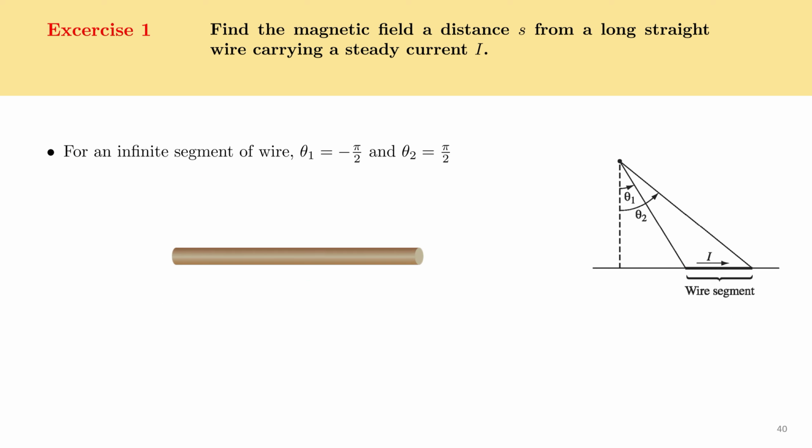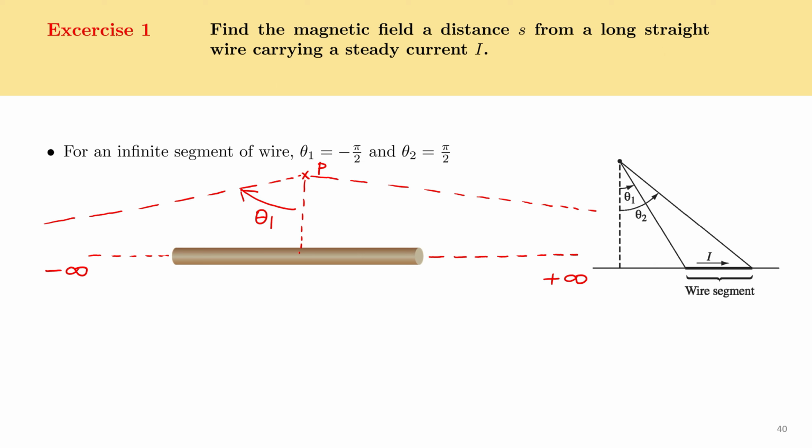And we may be curious to know what would be the magnetic field that is produced by a wire which is extended to plus infinity and minus infinity. So let us assume that this is the point P and this is the perpendicular that is drawn to the wire. Now as the length of the wire is extended towards negative infinity and positive infinity, this will be angle theta 1 and this will be angle theta 2.